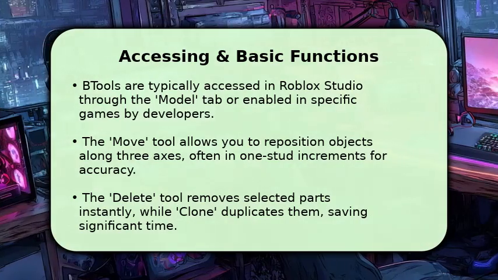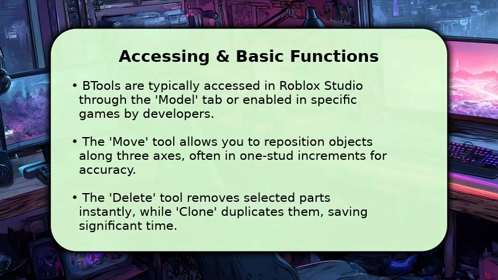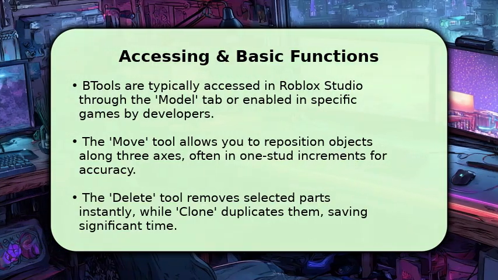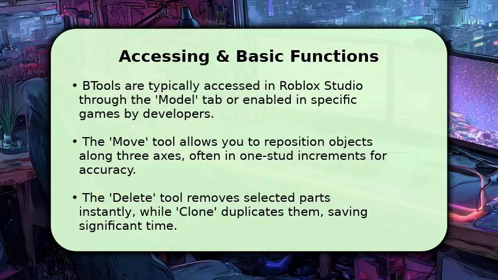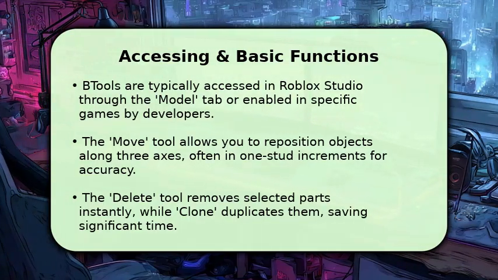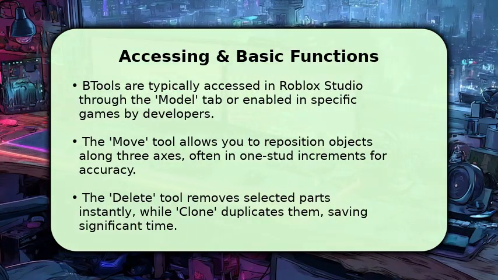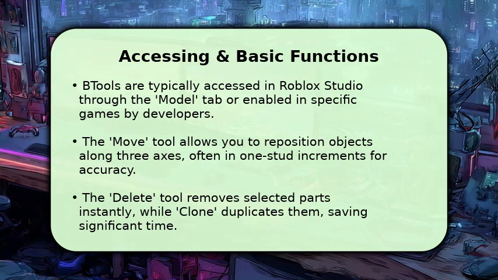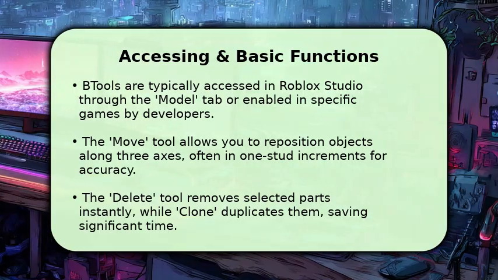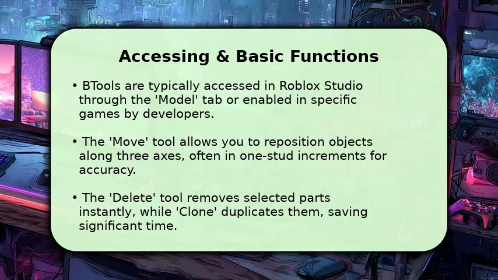To begin, you'll usually find Btools within Roblox Studio's Model tab, or they might be enabled in certain games. Once active, you'll see a toolbar with various options. The Move tool is fundamental, letting you precisely reposition objects, often in one-stud increments. Delete removes unwanted parts, and Clone quickly duplicates them. The Resize tool is also crucial, allowing you to adjust a part's dimensions, giving you full control over its size. These basic functions form the foundation of efficient building.